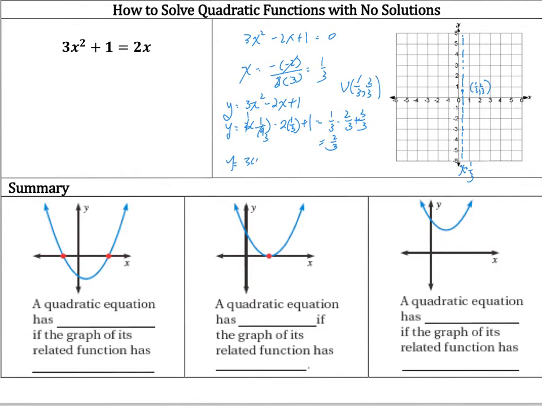The y-intercept, when x is 0, will be 1. So the y-intercept is at 0, 1, and the reflecting point is at 2/3, 1. And we can plot this parabola. As you can see, this parabola does not cross the x-axis at any point. So we can conclude that there are no solutions for this quadratic function.